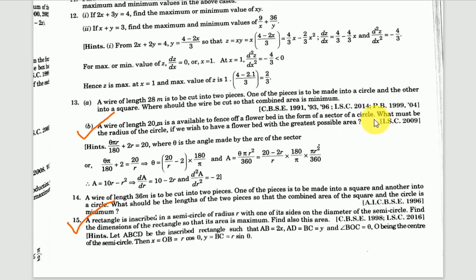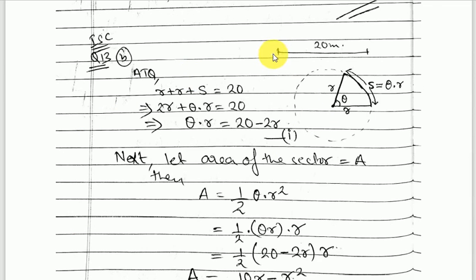So the question is, what should be the radius of that sector, the radius of the circle whose part will be that sector? Obviously that sector will be part of a circle. So what should be the radius of that circle so that the sector could cover maximum area? Here we have got a wire of length 20 meter. The same wire has to be put in this form. Clearly this is a sector of a circle.